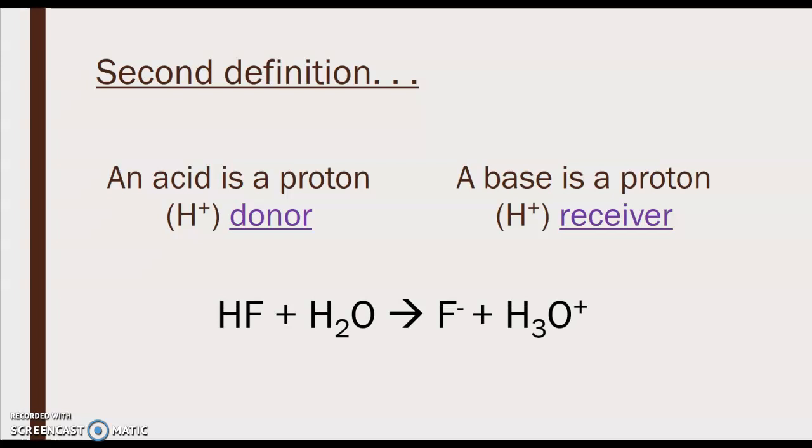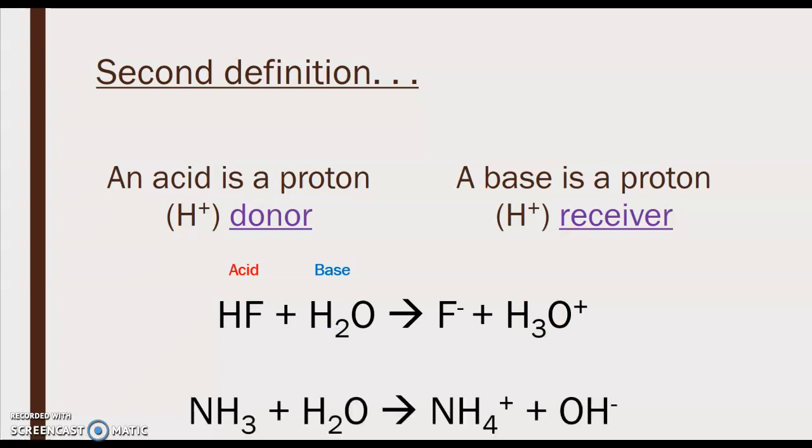So take this equation. Let's look at our first substance, HF. So what happens to it? On the product side, it's just F. It lost the hydrogen, so that means it donated. So the donor is the acid. H2O becomes H3O, so it took in a hydrogen, or it was the receiver. So in that case, it's the base.